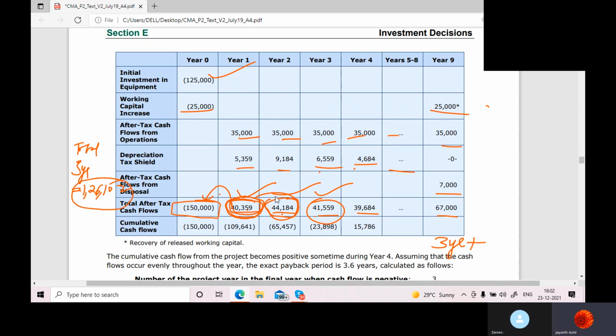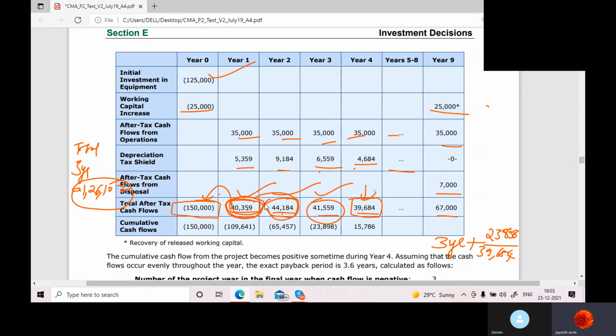But I am still to recover an amount. Can you tell me what is the difference? 23,898 to recover. Yes, 23,898 I need to recover. Out of how much? Out of 39,684, because next year I will get this much cash inflow, correct? Yes.